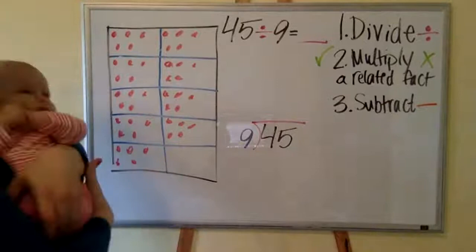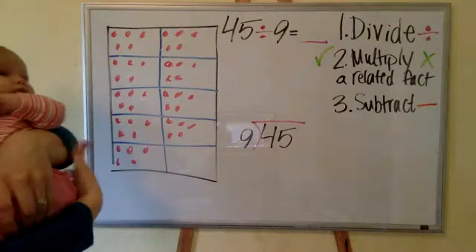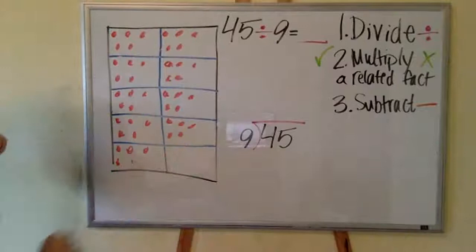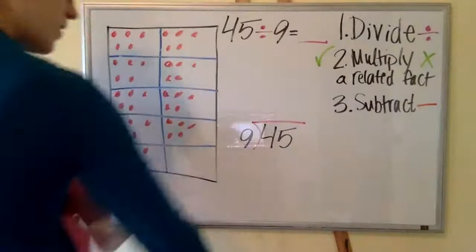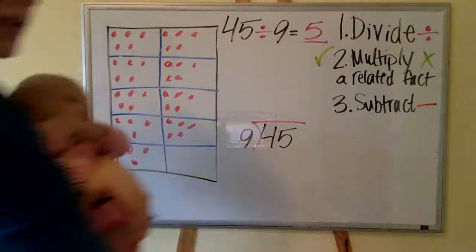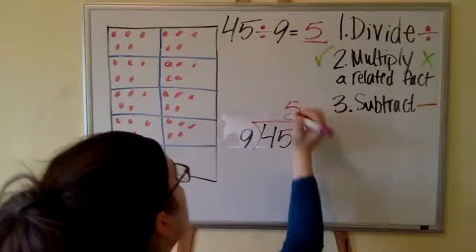How many red squares do you have in each set? Let's call these marbles. We have 45 marbles in 9 groups. So if we have 9 friends, and we have a total of 45 marbles, how many marbles does everybody have? Everyone has 5 marbles. So we divided first. And when we divide, 45 divided by 9, we got the answer of 5.